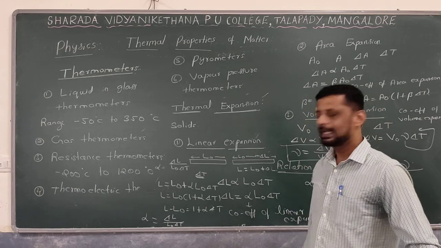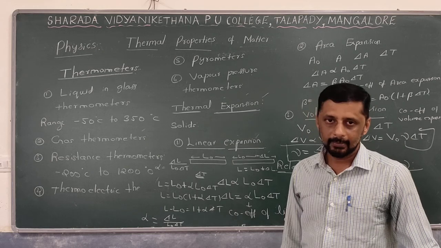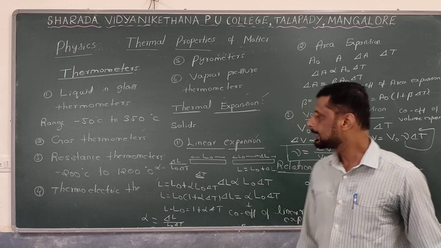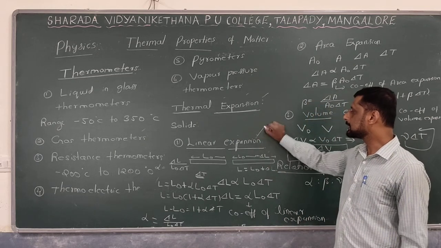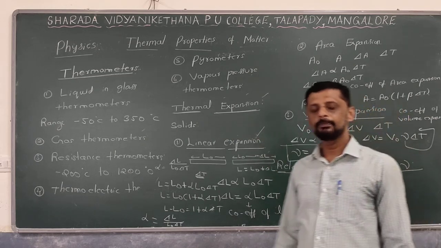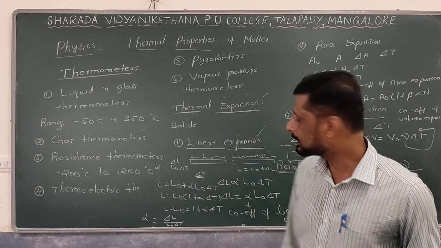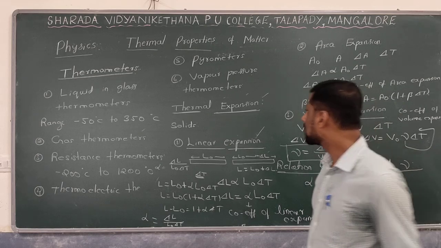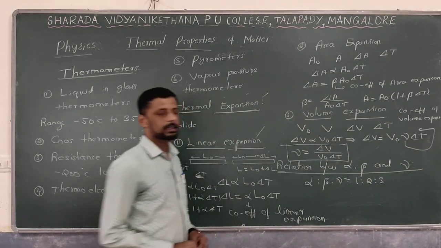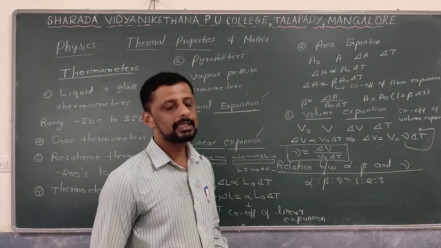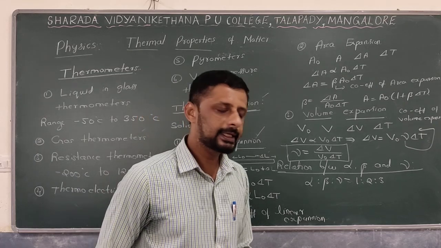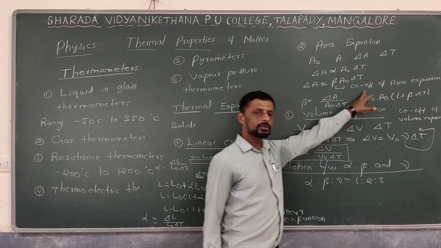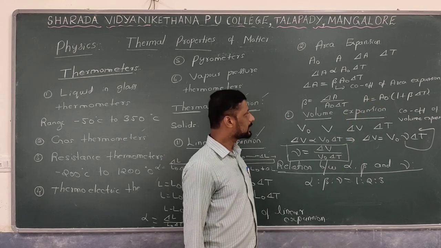In case of solids, it can undergo expansion in all three dimensions. There may be a change in length, area as well as volume with the increase in temperature. The first type is linear expansion, the increase in length with increase in temperature, with a constant called the coefficient of linear expansion, alpha. The next type is area expansion, the increase in area with the increase in temperature, and the constant is called the coefficient of area expansion, beta.